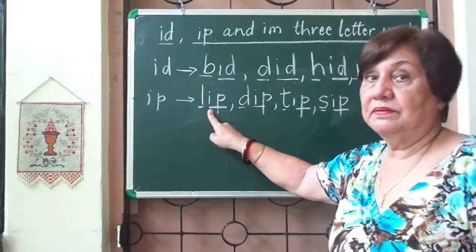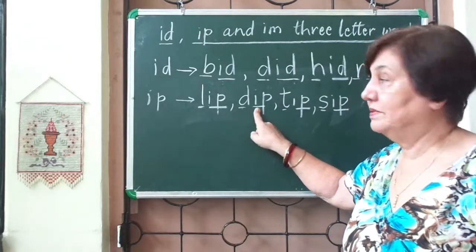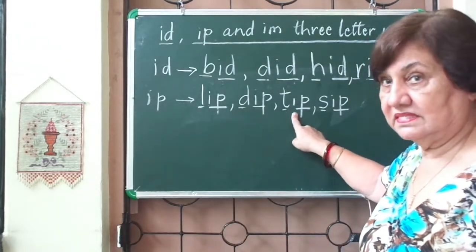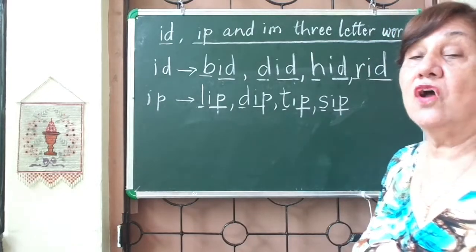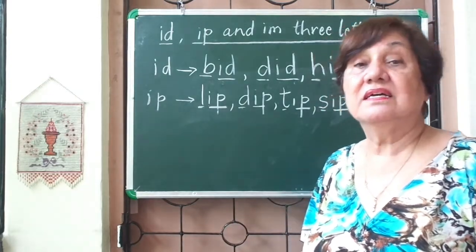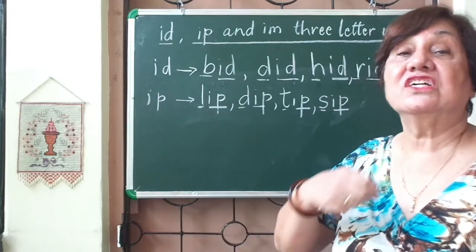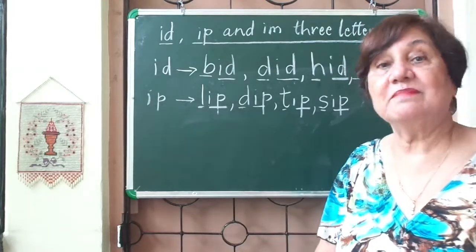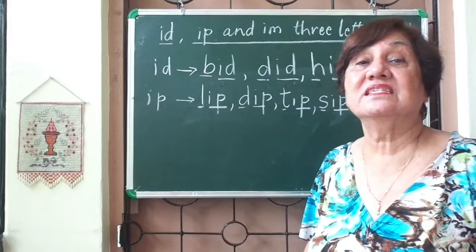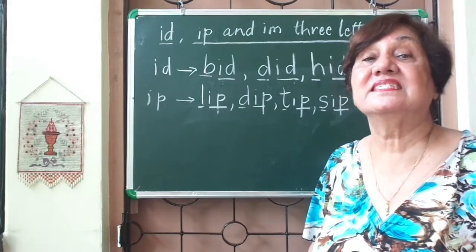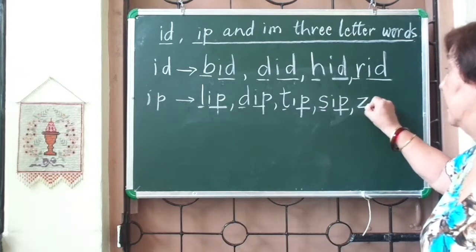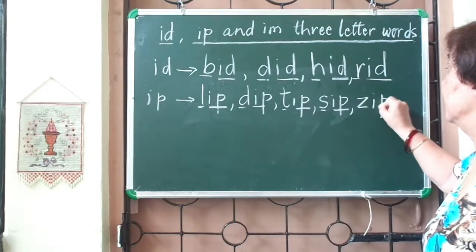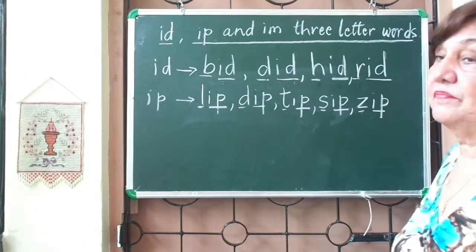So just now, how many words have we learnt? L, ip, lip. D, ip, dip. T, ip, tip. S, ip, sip. And on your pant you have a zip. On your jacket you have a zip. Z. Who says Z? Z says Z. So zip. Z and ip. I-P, ip, zip.